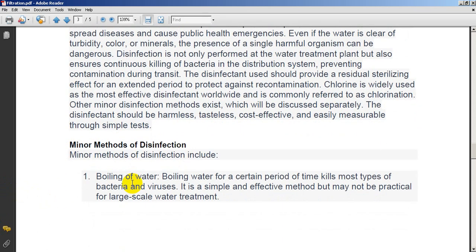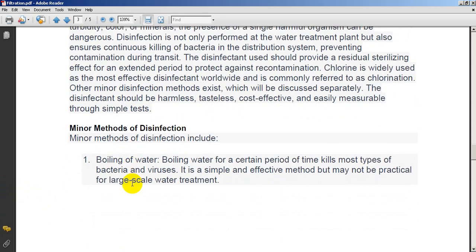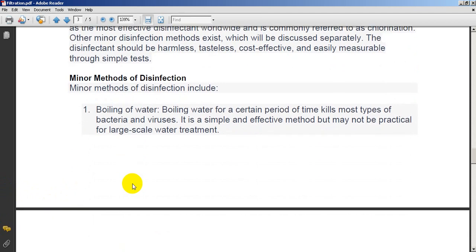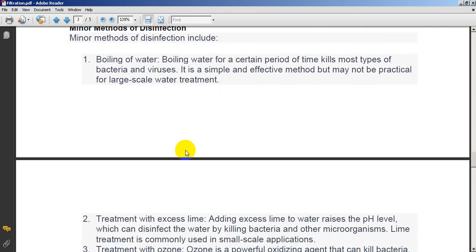Minor methods of disinfection. Minor methods of disinfection include 1. Boiling of water. Boiling water for a certain period of time kills most types of bacteria and viruses. It is a simple and effective method but may not be practical for large-scale water treatment.